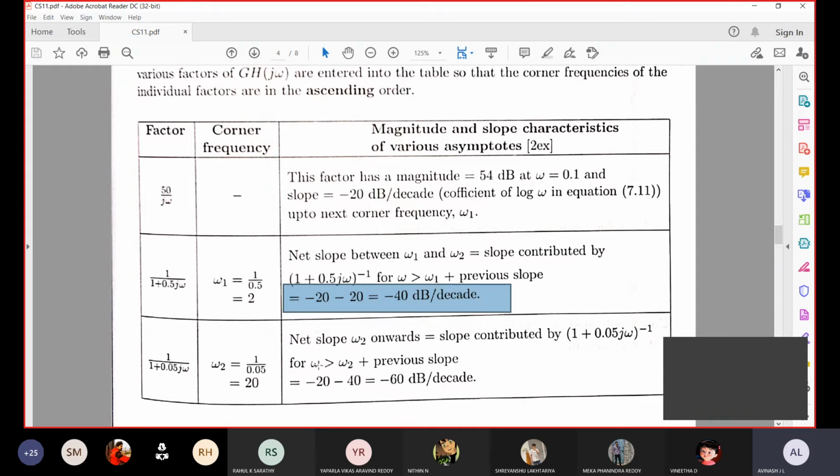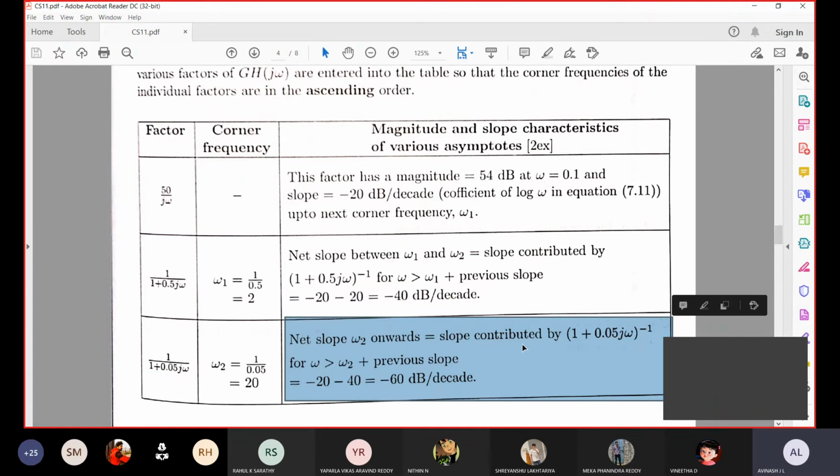After that, there is no further corner frequency because there is no further factor. In that case, the magnitude and slope characteristic is like this. Previously, minus 40 dB per decade was there. Now another pole is added. That means minus 40 minus 20 is minus 60 dB per decade, which is the slope value we are going to get.